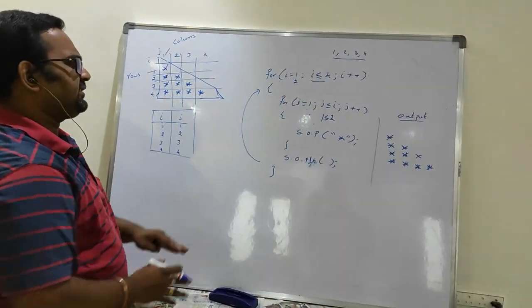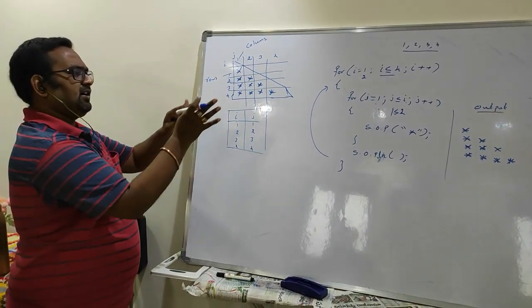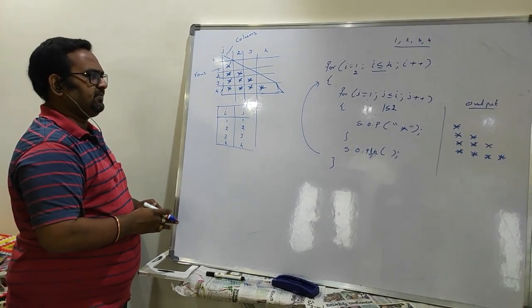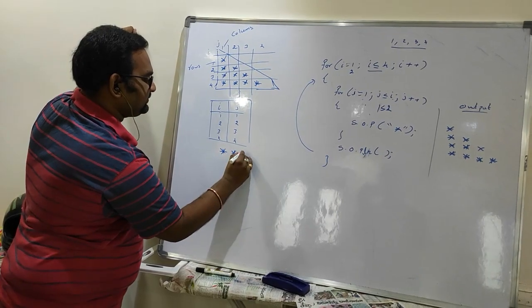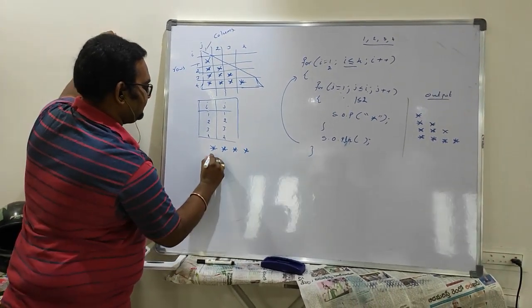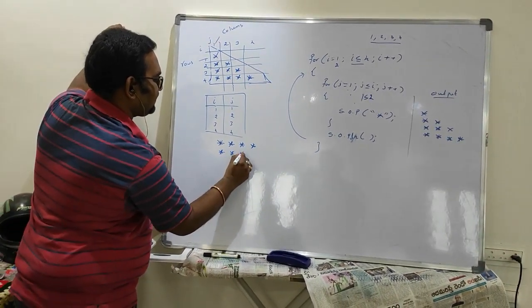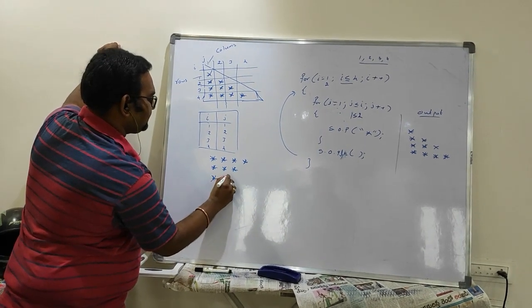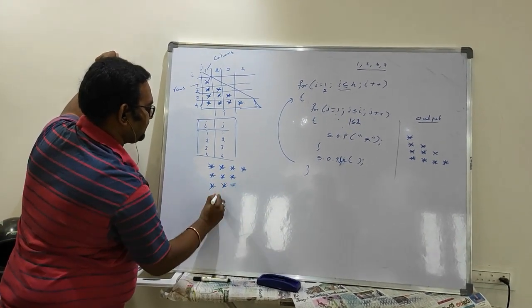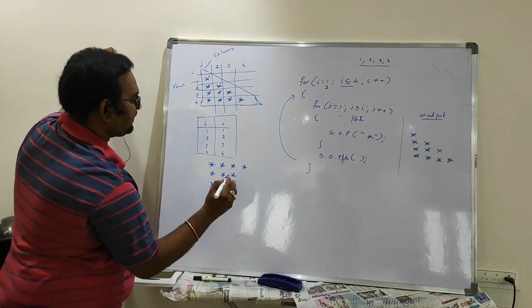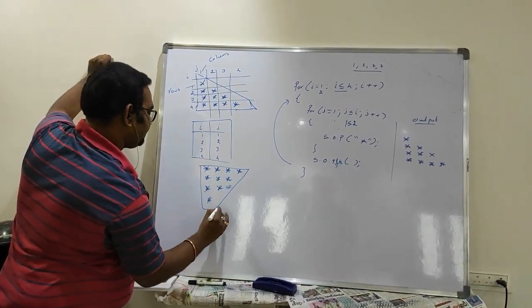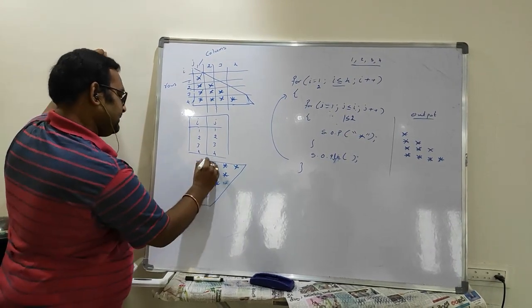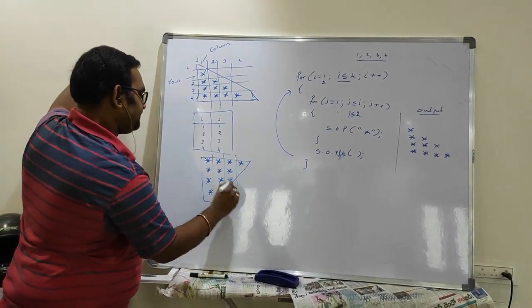So without changing this logic, with minor changes in this pattern, I want to print the same way, star, star, star, a reverse line. So how can I do this? The logic is the same.